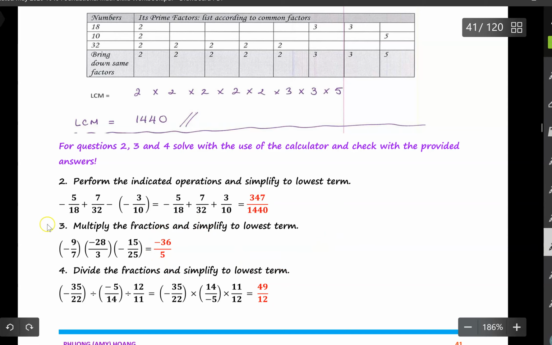For example, for this number 3, I know that after you key this in, it will give you a negative mixed number, but you can easily convert that to -36/5. Okay, the same thing for number 4. It will give you a mixed number, and then you can easily convert that into an improper fraction.